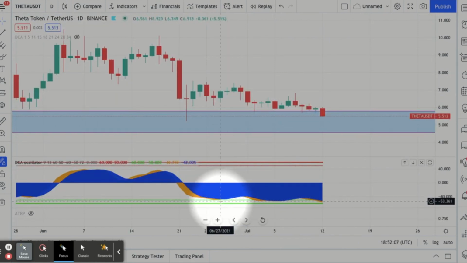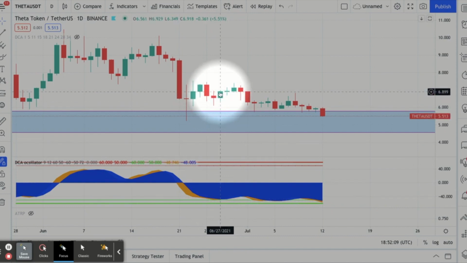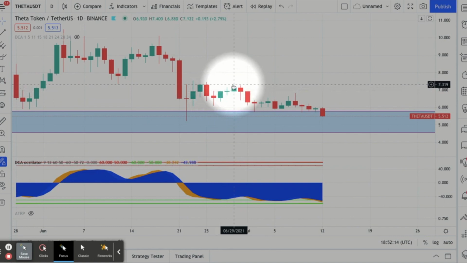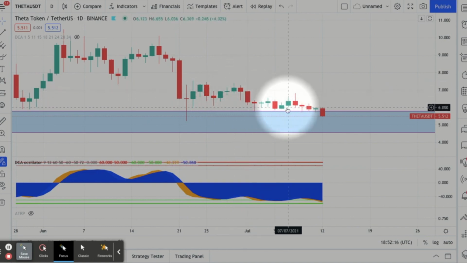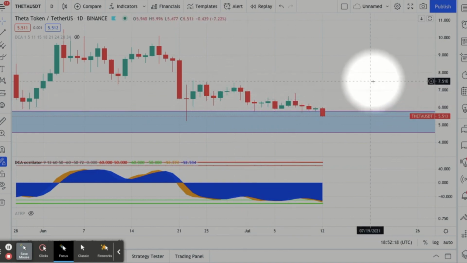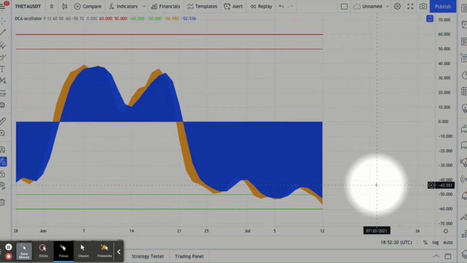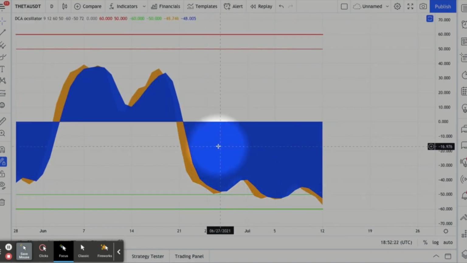Maybe right here, and you see that there was a little bit of a pump. It went up a little bit. However, it also came back down. So I'm going to show you a couple more things that we have going on. So that's part one of the DCA oscillator.